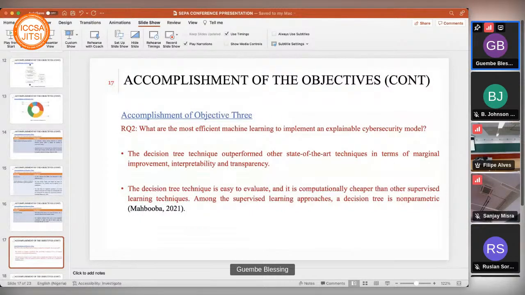sophisticated attacks. In order to accomplish objective 3, we provide answers to research question 2. The question for research question 2 is: what are the most efficient machine learning techniques to implement an explainable security model? The decision tree technique outperforms state-of-the-art techniques in terms of marginal improvement, interpretability, and transparency. The decision tree technique is also easy to evaluate and is computationally cheaper than other supervised learning techniques.